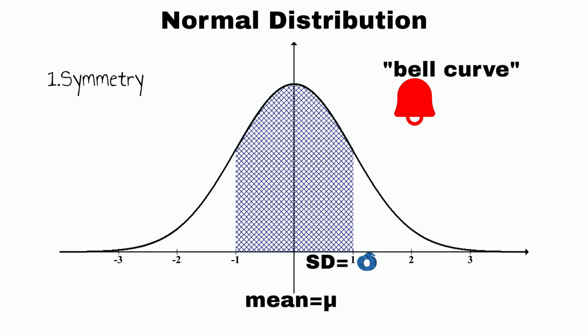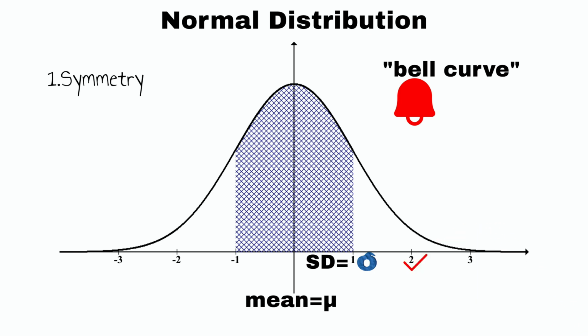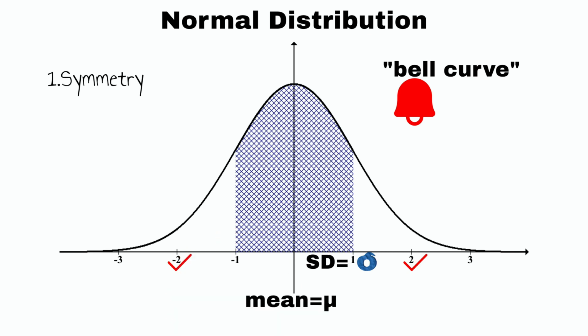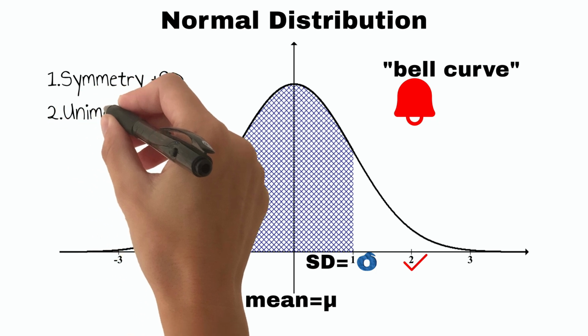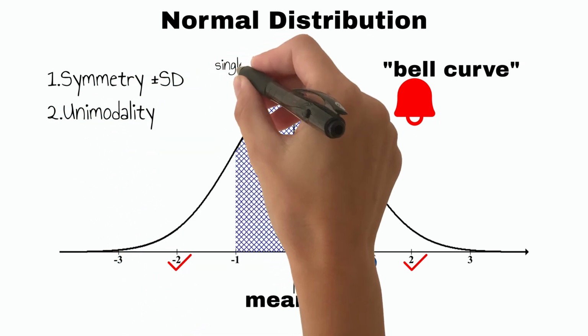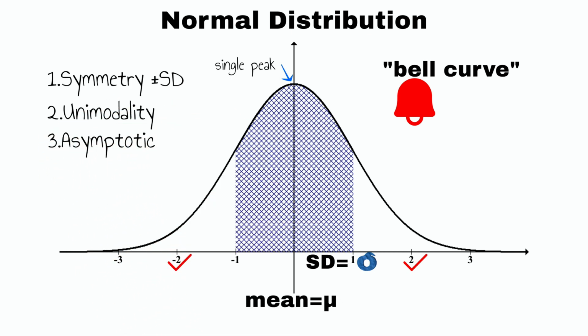This means that the probability of observing a value that is a certain number of standard deviations above the mean is equal to the probability of observing a value that is the same number of standard deviations below the mean. Unimodality. The normal distribution is unimodal, which means that it has a single peak. Asymptotic. The normal distribution approaches but never touches the x-axis as the value becomes more extreme.